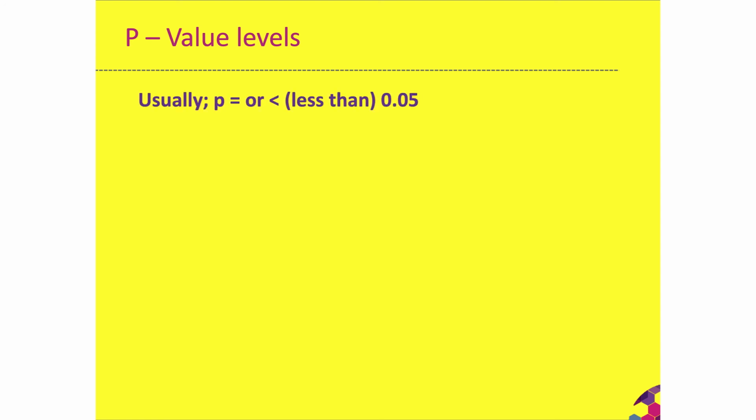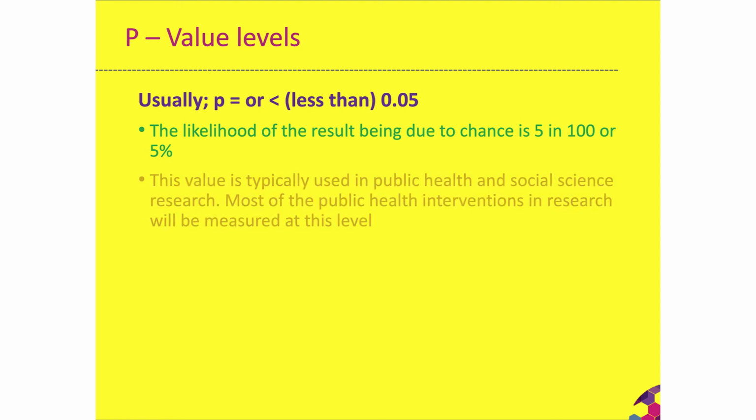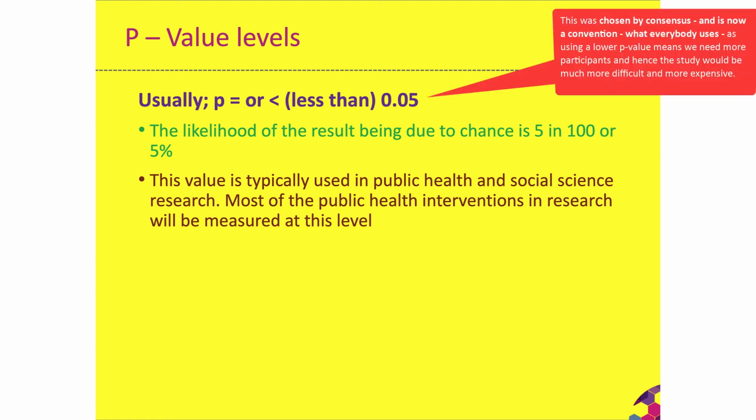Usually a p-value equal to or less than 0.05 is seen as statistically significant, and this means that the likelihood of the result we got in our study is due to chance is 5 in 100 or 5%, which is a very small chance. And this value is typically used in public health and social science research, and most public health interventions in the research that we look at will be measured at this level. But there is no reason why this level is chosen. It's just a consensus view.